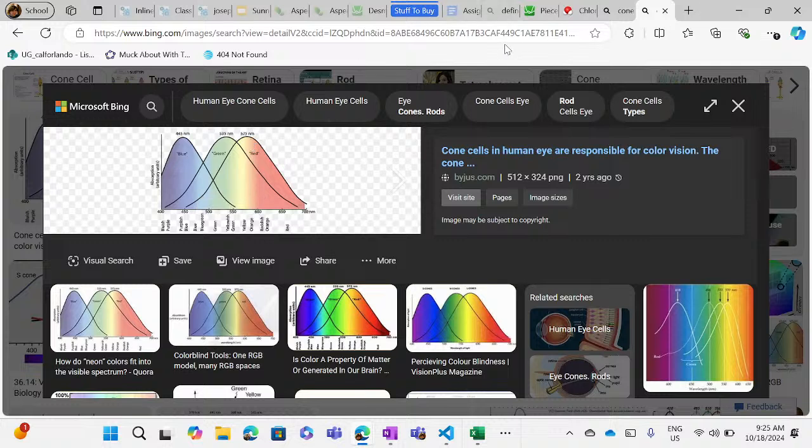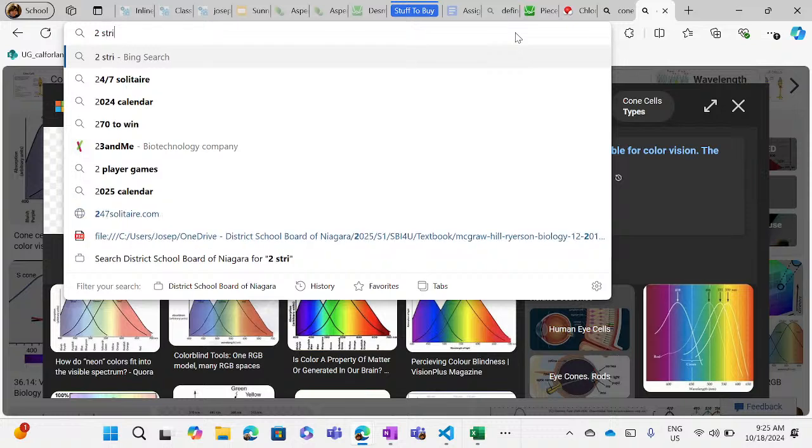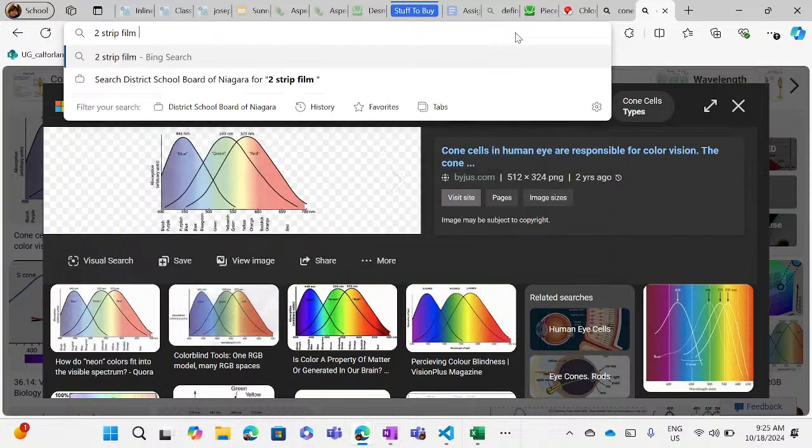Have you ever seen the early days of color film when they used the two-strip Technicolor process? So, the two-strip film process.